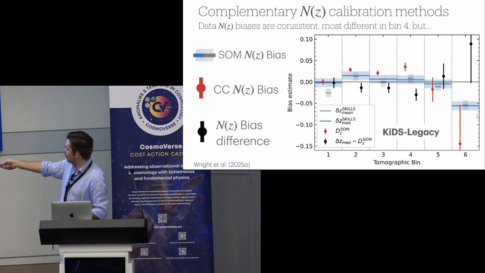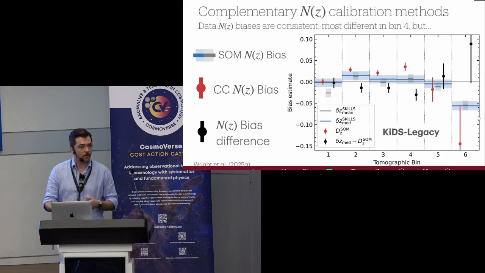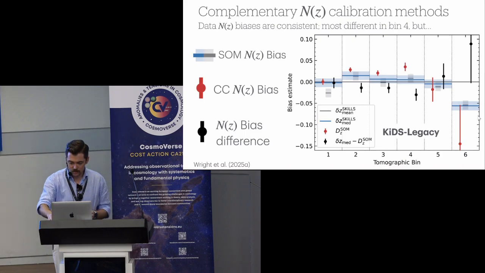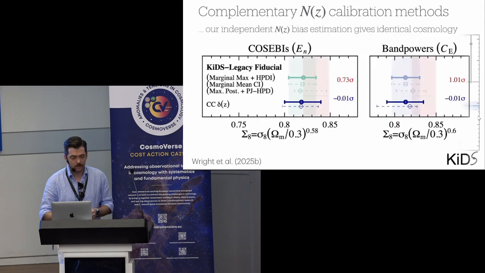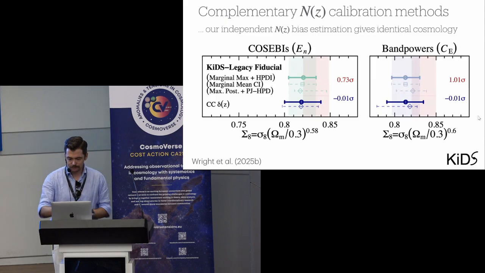in the 6th tomographic bin with cross correlations are quite poor because we run out of cross correlation calibrators. But largely speaking, this is very, very encouraging. It tells us that our estimates, our redshift distributions are well calibrated in Kids Legacy.